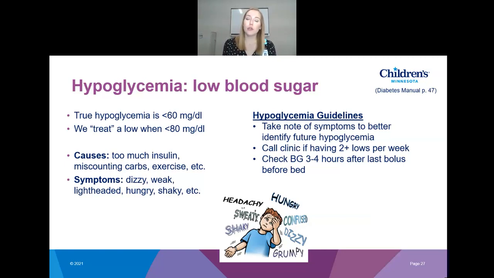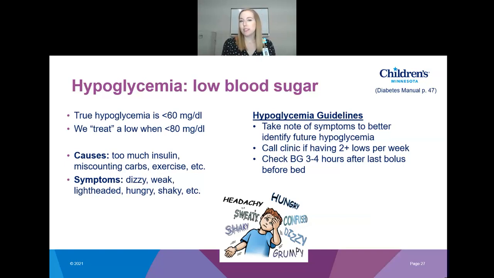Now, as far as frequency of lows go, we do expect you to have some lows. They happen. If we're having more than 2 in a week, we do want you to let us know so that we can help you make some dose adjustments to reduce that number. Same thing if you're having more than 1 a day, so you've had 2 in the same day, we want you to let us know because again, we might need to make some dose changes.